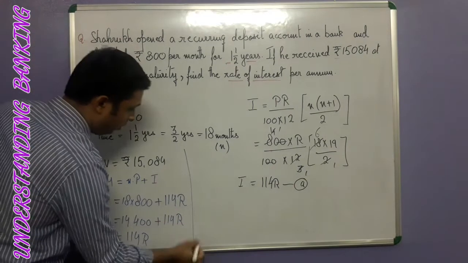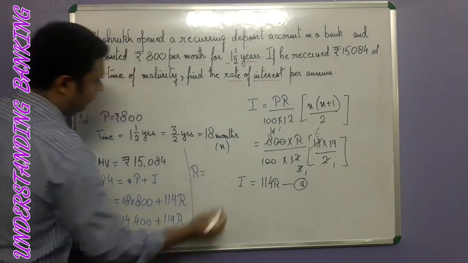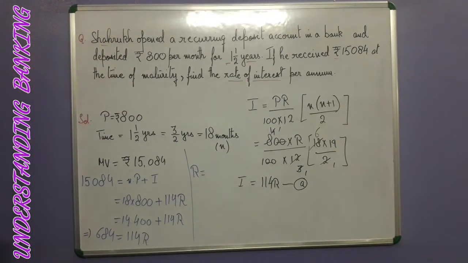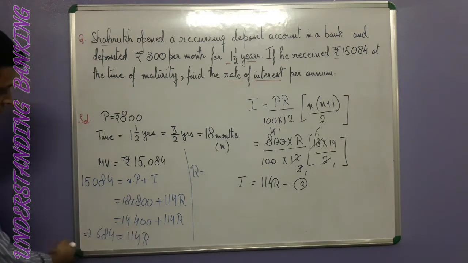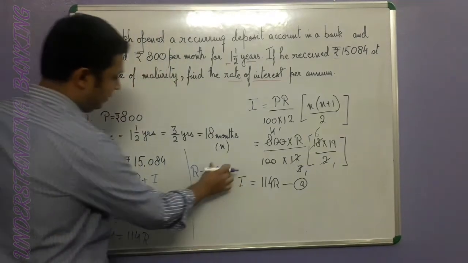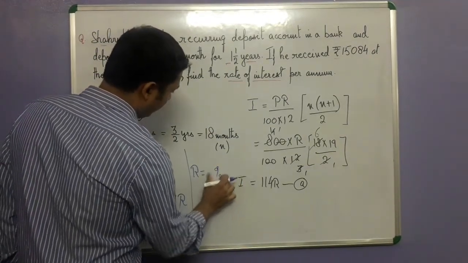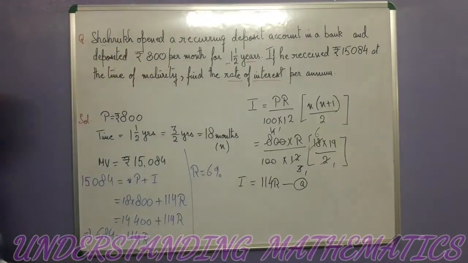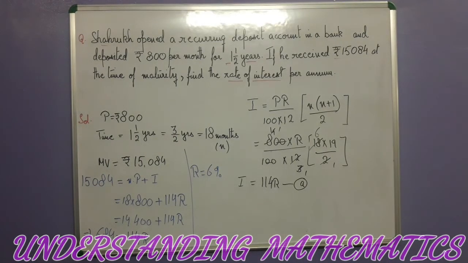So now your r will depend upon this calculation. I think this will go by 2, and then if you do the calculation you will get 6% as the rate of interest. So I hope that this much is clear to you.